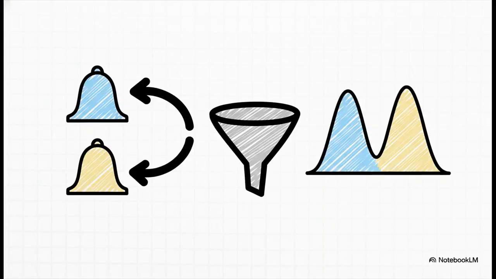So here's the bottom line, and if you remember one thing, make it this. When you see two peaks, you are almost certainly looking at blended data from two completely separate groups. It could be two different machines, two different shifts, two suppliers, two types of customers.